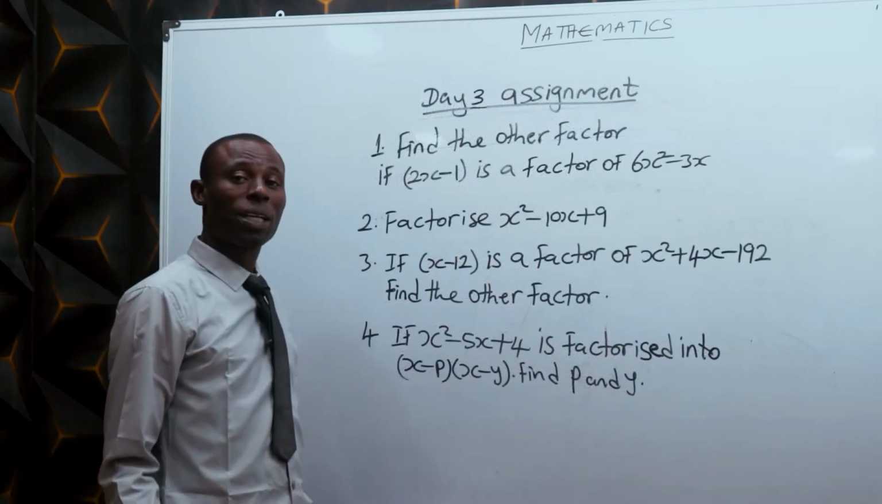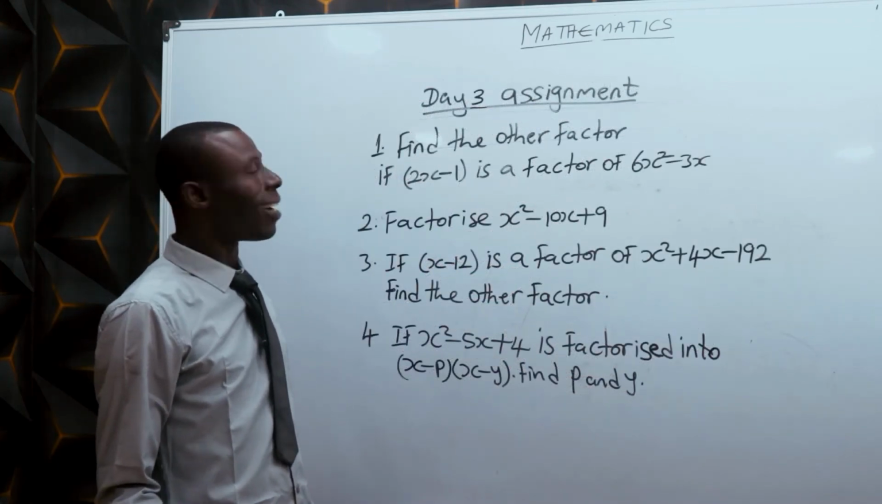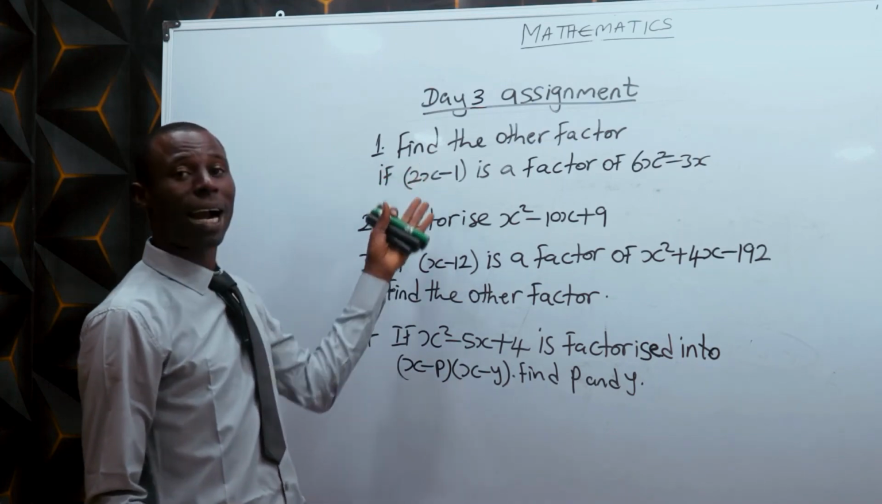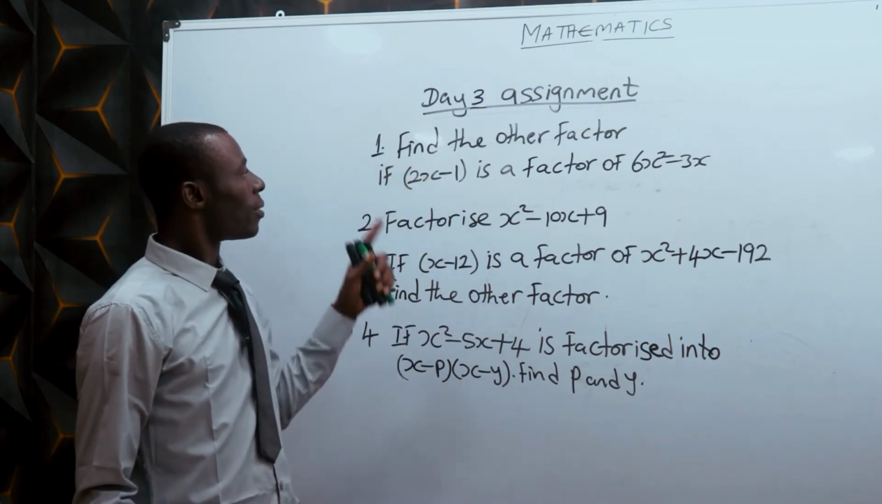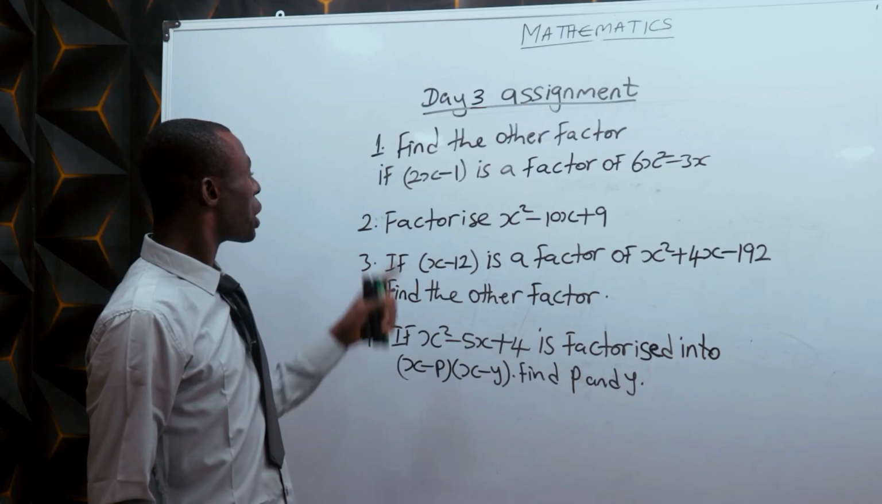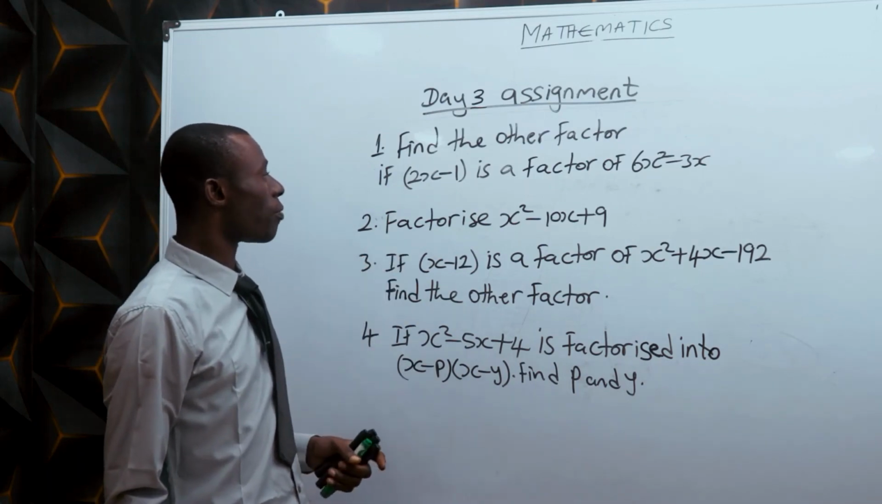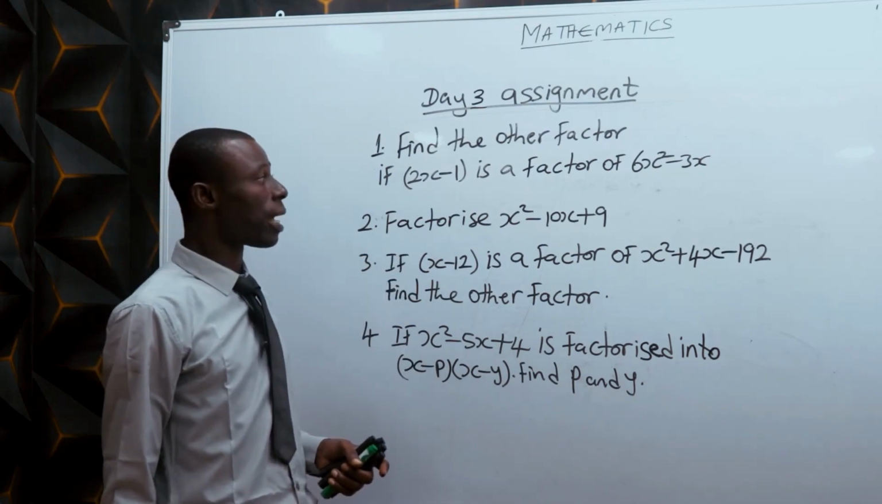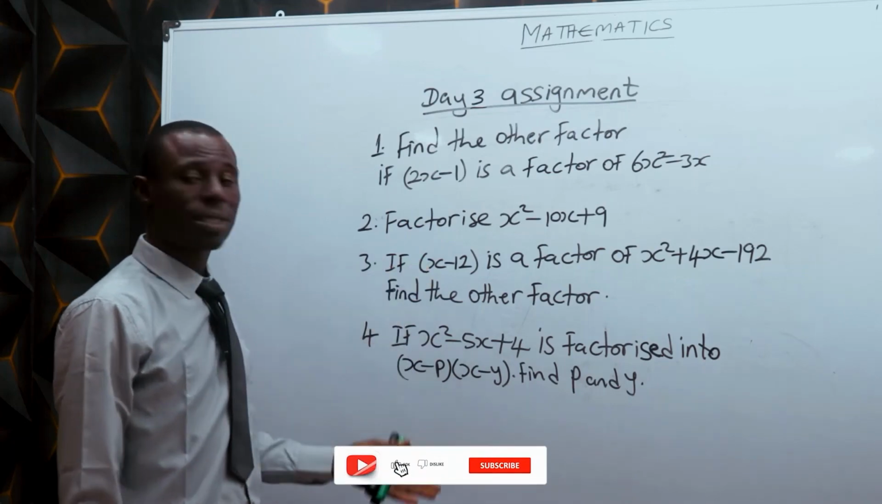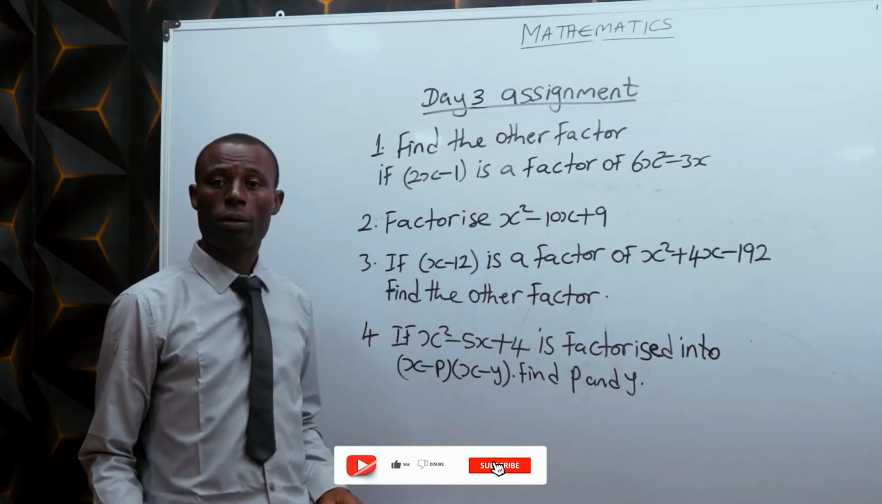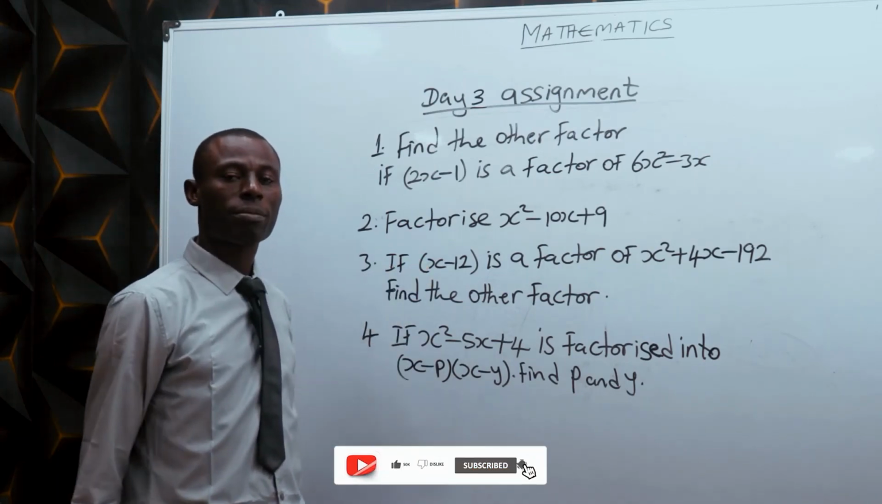I can't leave you without assignments. Let's try our hands on this. Find the other factor if 2x minus 1 is a factor of 6x squared minus 3x, and the rest. We have 4 questions in all. Please try your hands on them.